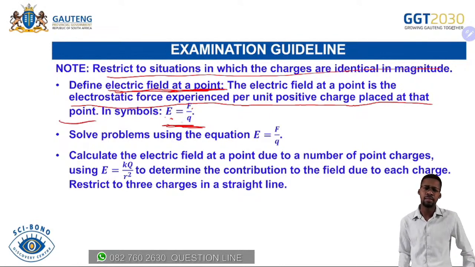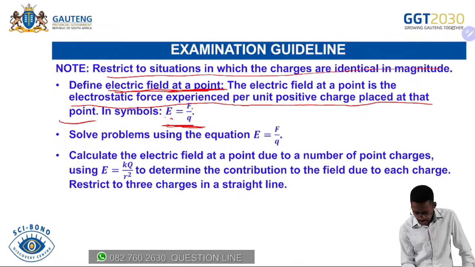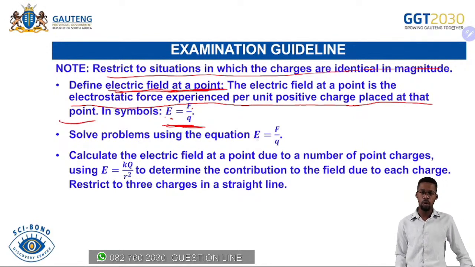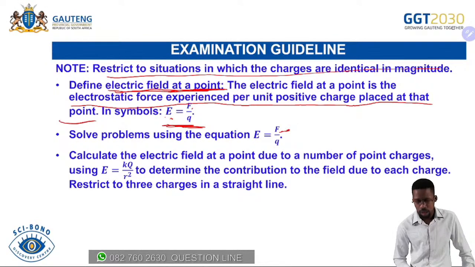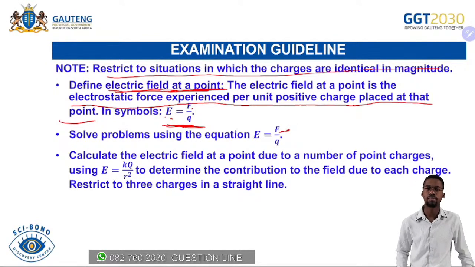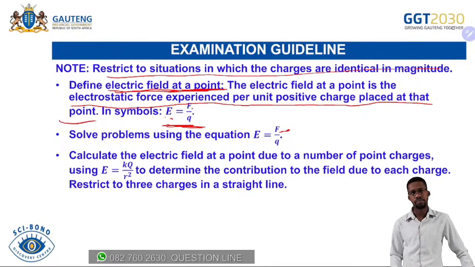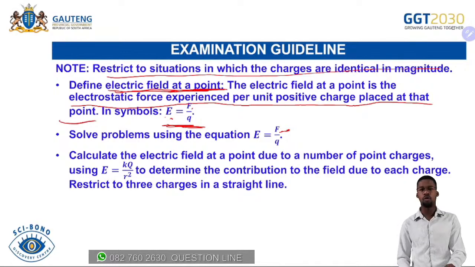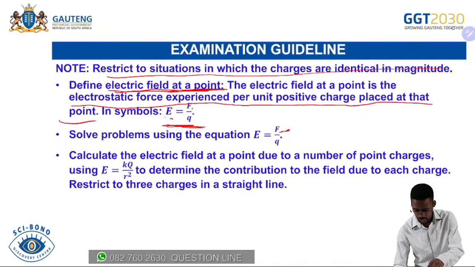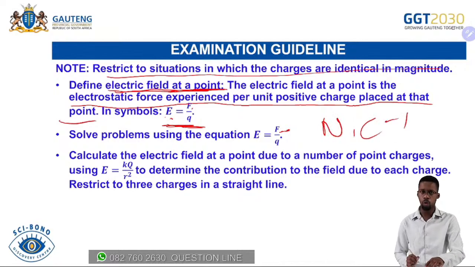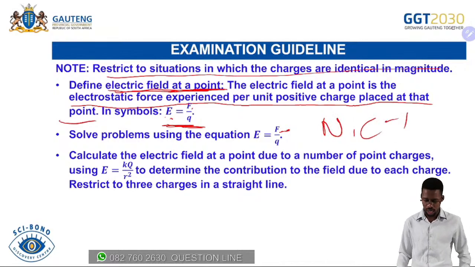So what does this mean? It means that you can be assessed to calculate the electric field at a point. You can be assessed to calculate the electrostatic force, provided that you are given the value of the electric field. And also you can be required to calculate for a charged sphere. So the question is saying that you will be required to solve problems using this equation. Let's look at the units for electric field. The unit for electric field is newtons per coulomb. We'll come back to that.